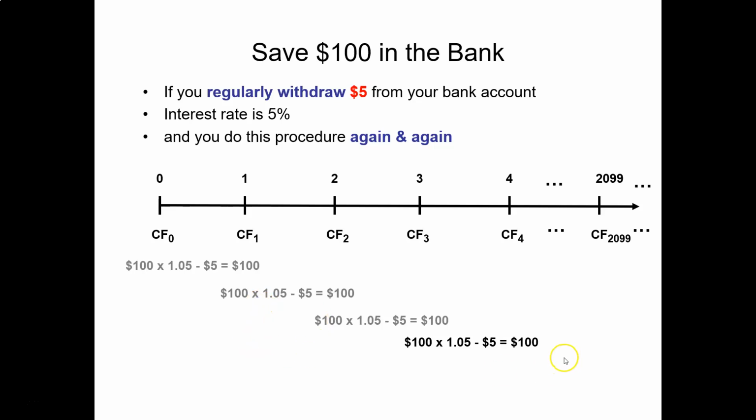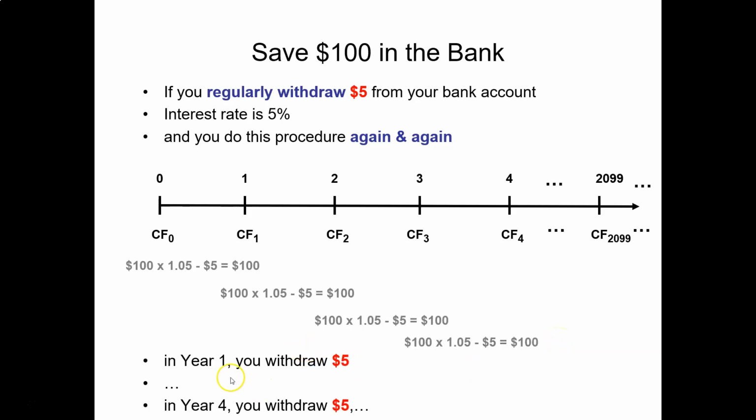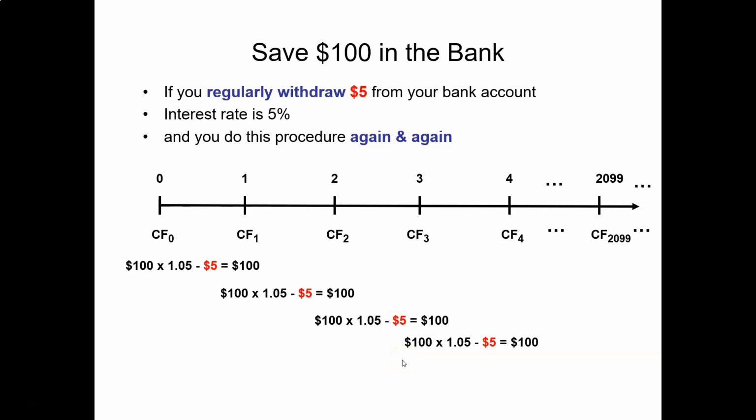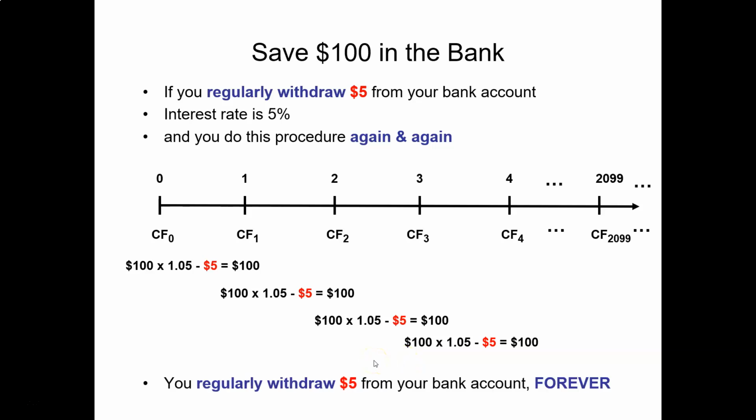You iterate this process again and again and never end. Then you can have $5 at the end of every year. So this is the cash flow of a perpetuity. You regularly have $5 from your bank account, and this payment will continue forever. This example gives us the intuition of perpetuity.